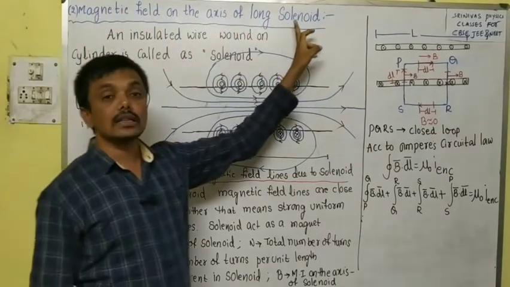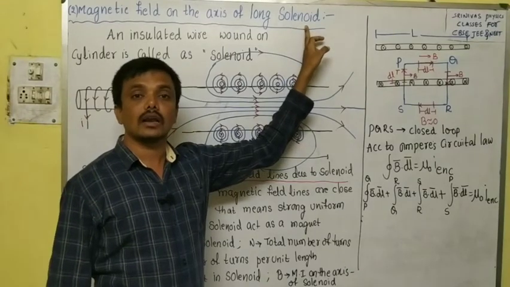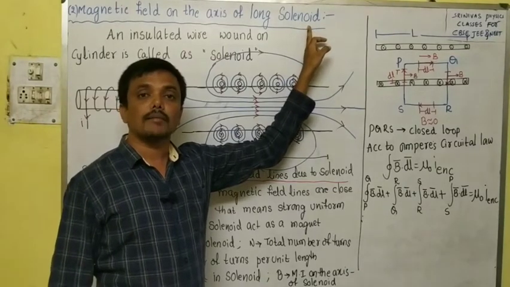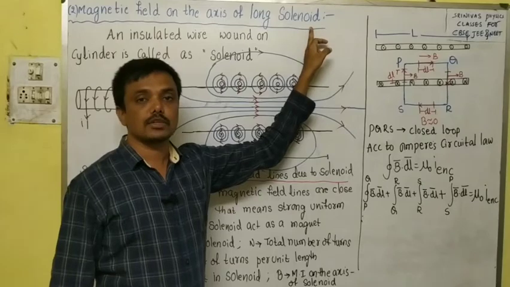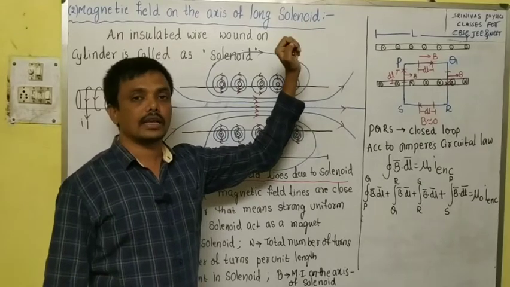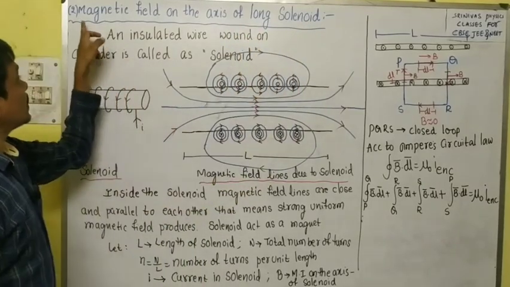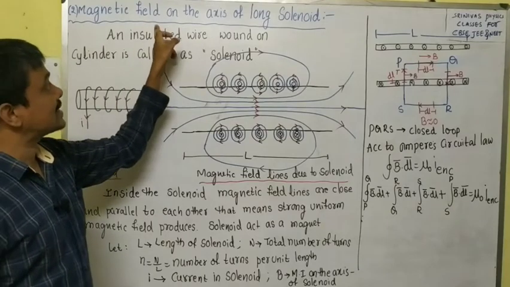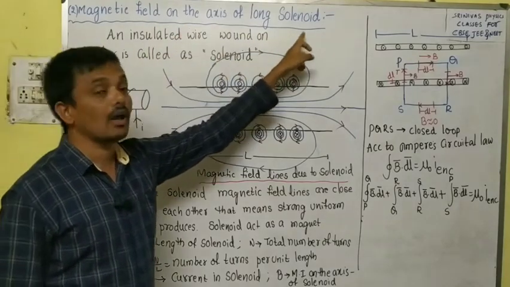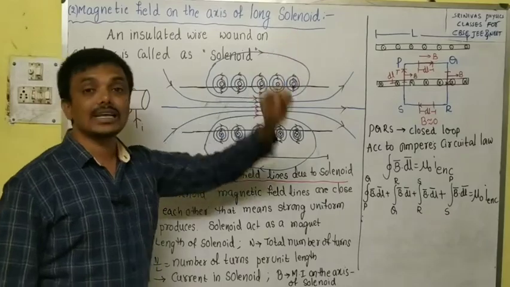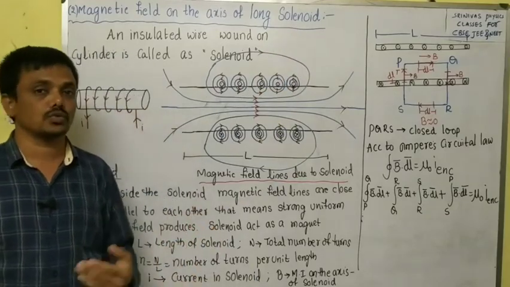Right? By applying Ampere's circuital law, I am going to derive the magnetic induction on the axis of the solenoid. Okay? Listen very carefully. Now the topic is the magnetic field or induction on the axis of a long solenoid. What is a solenoid and what is its use?